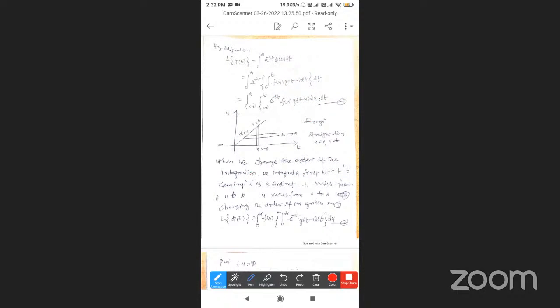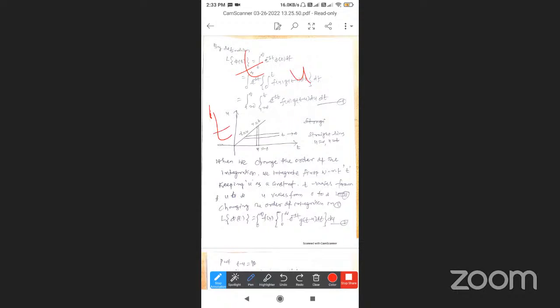When we change the order of the integration, we integrate first with respect to t, keeping u as constant. T varies. So the first integration is with respect to t, keeping u constant.